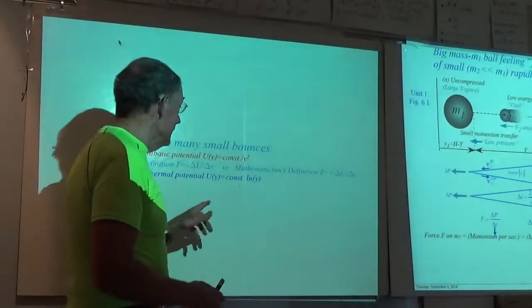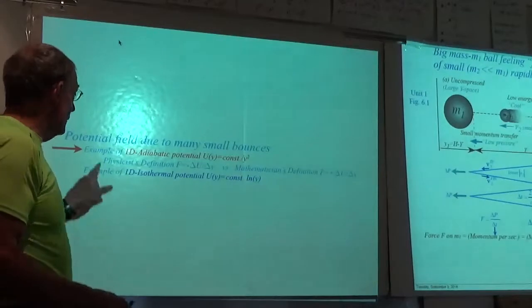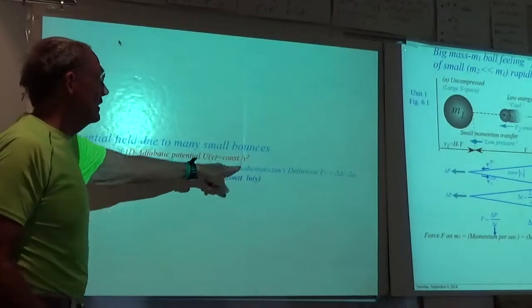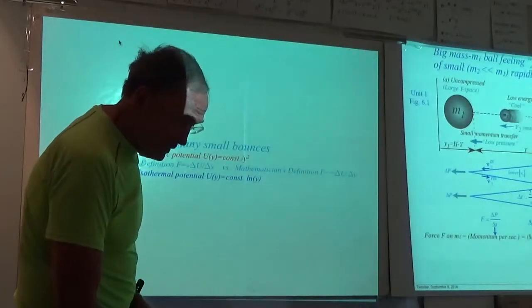The potential for it is the logarithm of y. So we have to derive this. Once we've derived this and made sense out of this, then this follows simply by the integral of 1 over y.